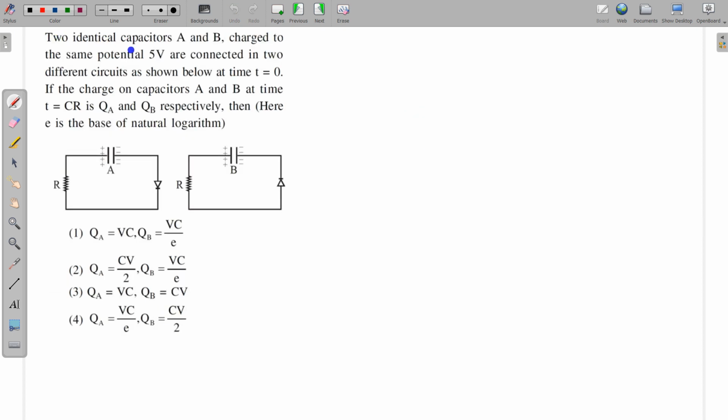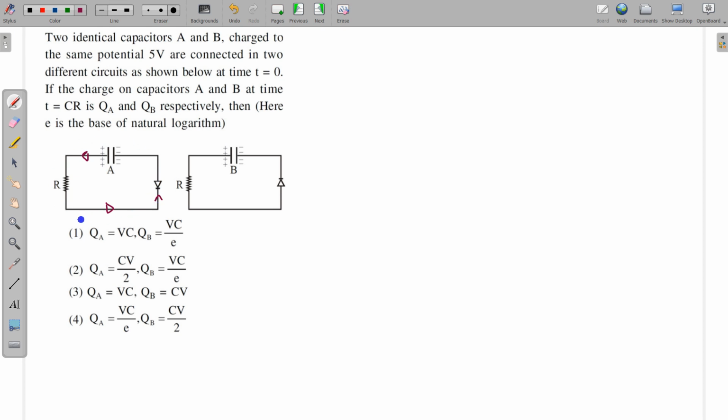The next question: two identical capacitors A and B charged to the same potential 5 volt are connected in two different circuits as shown below at time t equal to 0. If the charge on the capacitor A and B at time t equal to RC is QA and QB respectively, then, so in this situation the current will try to flow in this direction. So current will try to flow in this direction, and you can see this is in a reverse biasing mode and it will not allow any current.